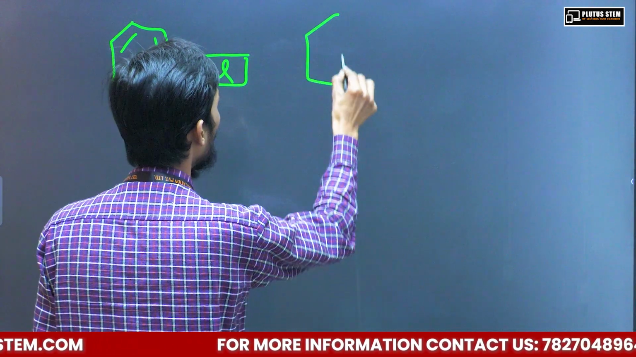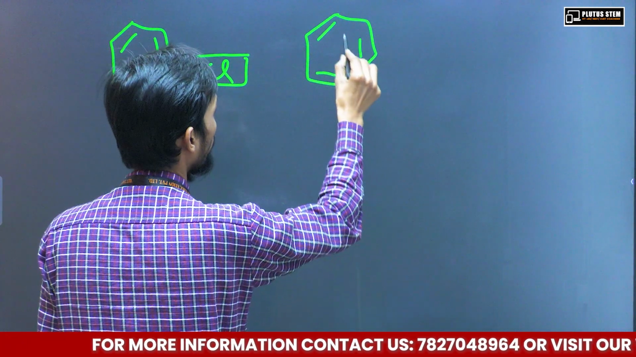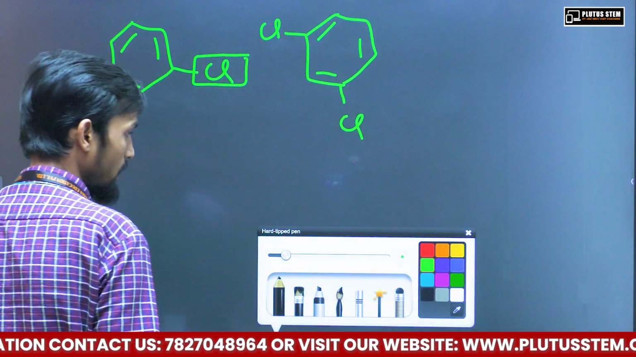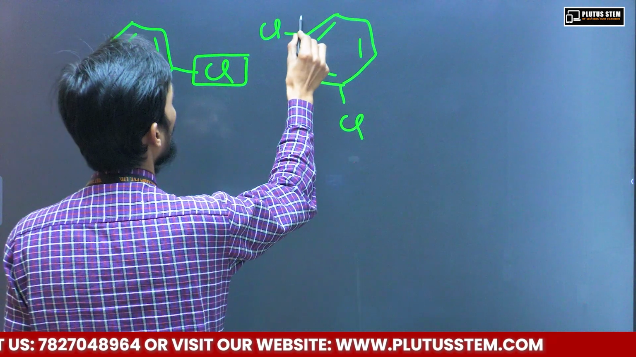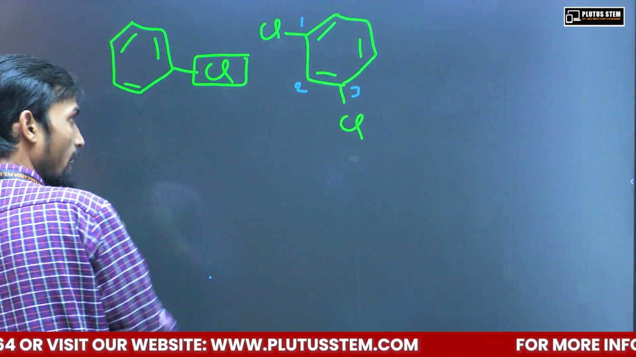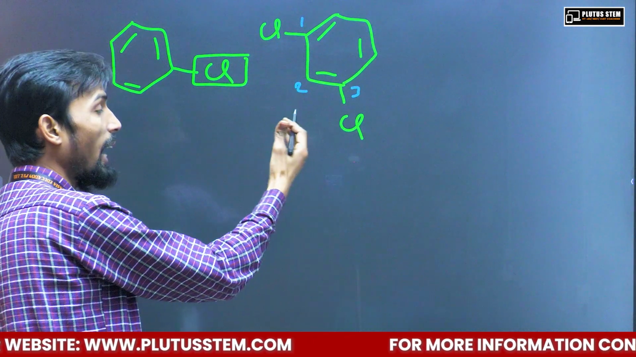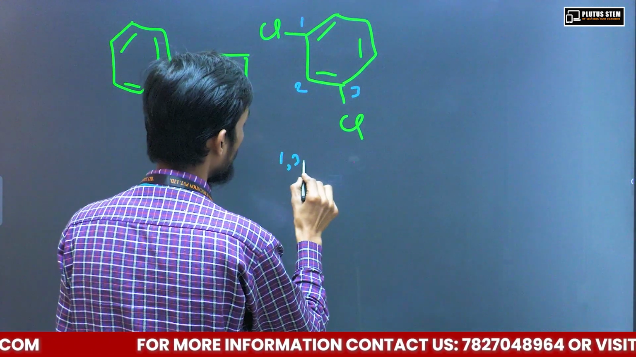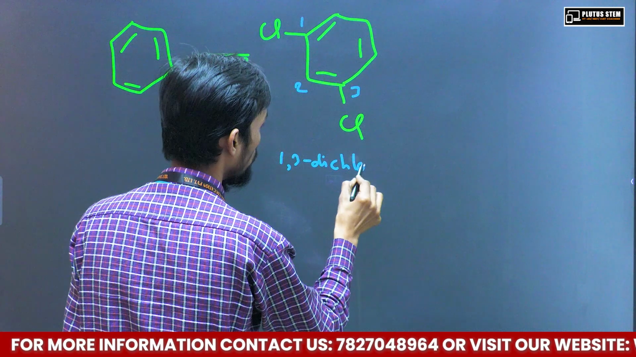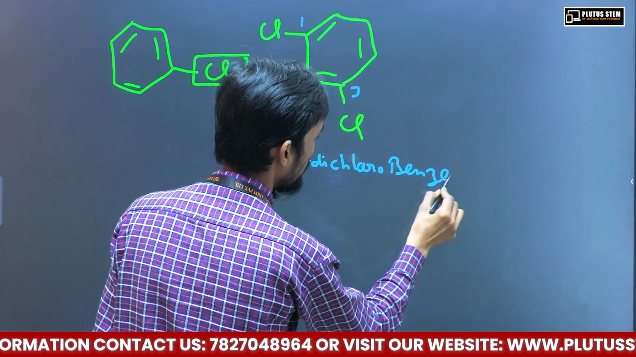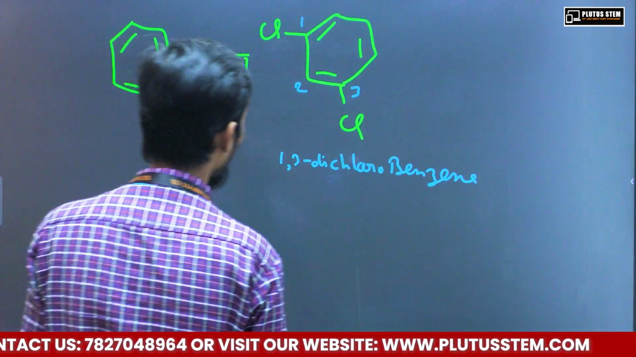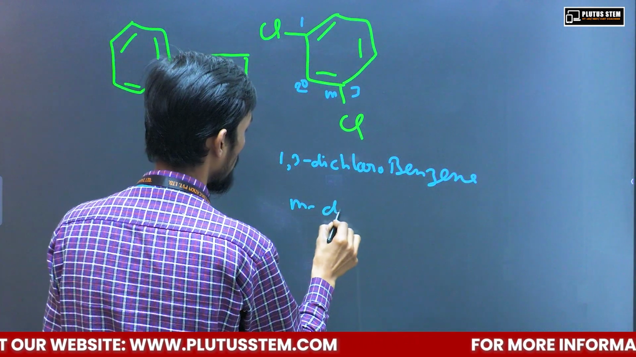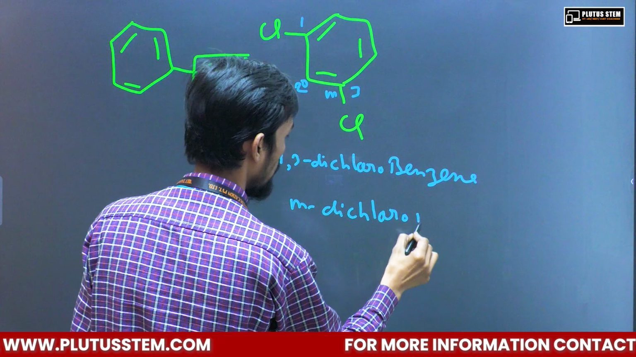If this is having two chloro groups, and it can be not just chloro, it can be bromo also and iodo also. If these are like this, now the situation comes, we have to number them 1, 2, 3. Over here, no situation of numbering. It is 1,3-dichlorobenzene. Two numbers are separated by comma. It is also known as, because this position is ortho, this is meta, so meta-dichlorobenzene.